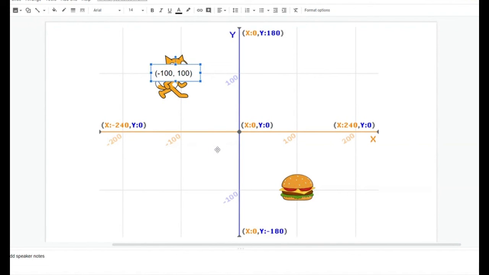The hamburger that he's trying to get to, however, is in a positive x quadrant, negative y quadrant, quadrant 4. So it would be at 100 x, negative 100 y. We can place things on the grid with this, but we can also use this to code their direction and movement across the screen.